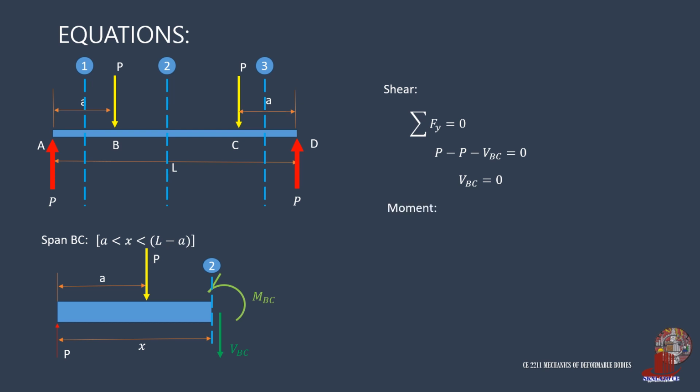For the moment equation, take the summation of moments about the cutting plane 2 as 0. Use the standard of clockwise moments as positive. Get P times X less the counterclockwise, which is the external load P times its moment arm of X minus A, and also M of BC as equal to 0. Take out the parentheses to get Px minus Px plus Pa minus M of BC as 0. Px cancel out, giving the moment of BC as Pa.